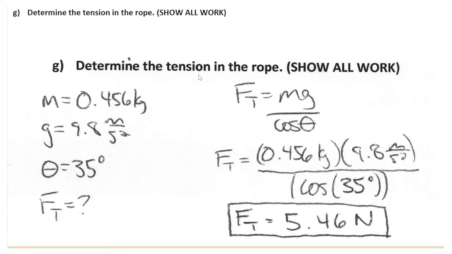Here I have the mass is 0.456 kilograms. g, of course, is 9.8 meters per second squared. The angle theta is 35 degrees. And the tension here is our unknown. So the equation mg over cosine theta gives us an answer. We have 0.456 kilograms times 9.8 meters per second squared over the cosine of the angle, 35 degrees. And that gives us a tension of 5.46 newtons.